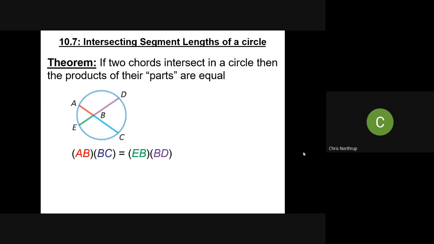The reason why this is true is, we're not doing a whole lot of proofs this semester, but if we were, we would actually connect A to E and D to C and prove that we have similar triangles, like from chapter 7, and then use scale factor, and you're going to get this equation. So this is when I have two chords intersecting.